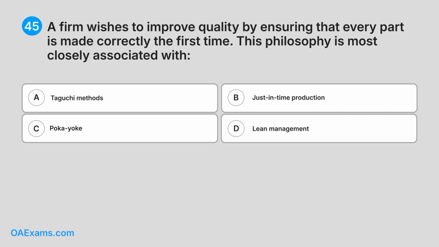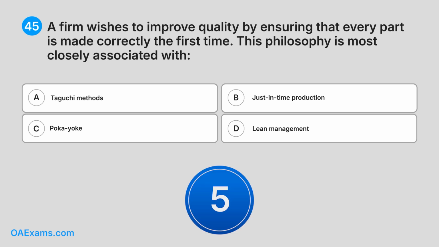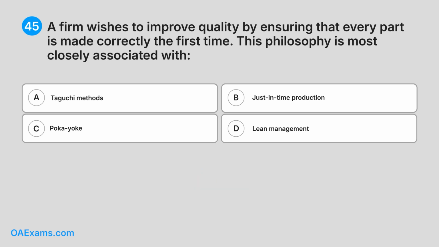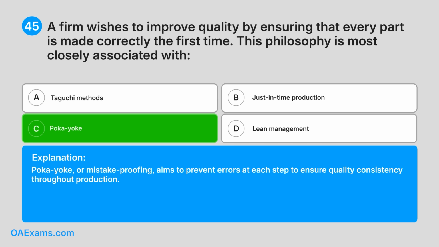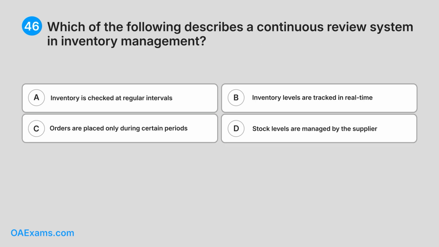45. A firm wishes to improve quality by ensuring that every part is made correctly the first time. This philosophy is most closely associated with: A. Taguchi methods. B. Just-in-time production. C. Poka-yoke. D. Lean management. Can you guess the answer? Correct answer: C. Poka-yoke. Explanation: Poka-yoke, or mistake proofing, aims to prevent errors at each step to ensure quality consistency throughout production.